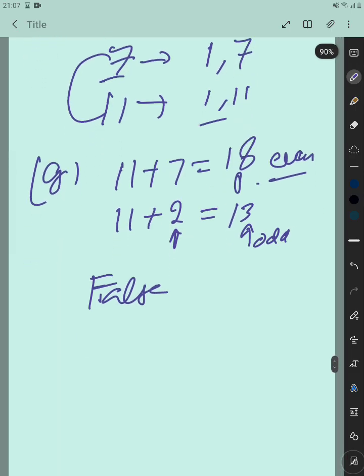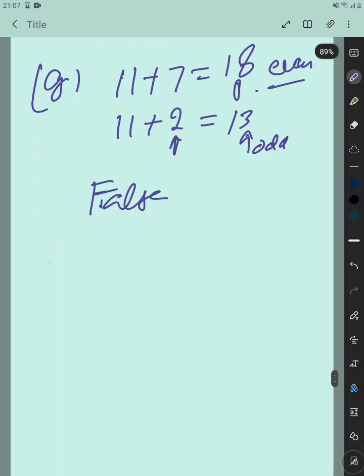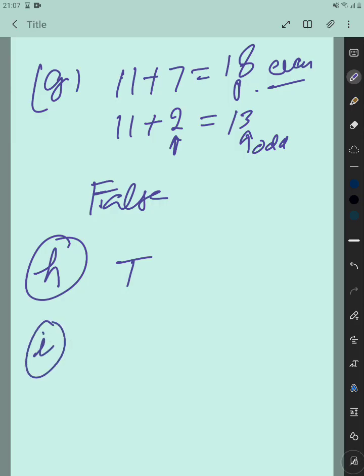Now after G we have come to H, and H is: 2 is the only even prime number. This is true. We already know this. So 2 is the only even prime number. So now come to question I, and this is saying that all even numbers are composite numbers.